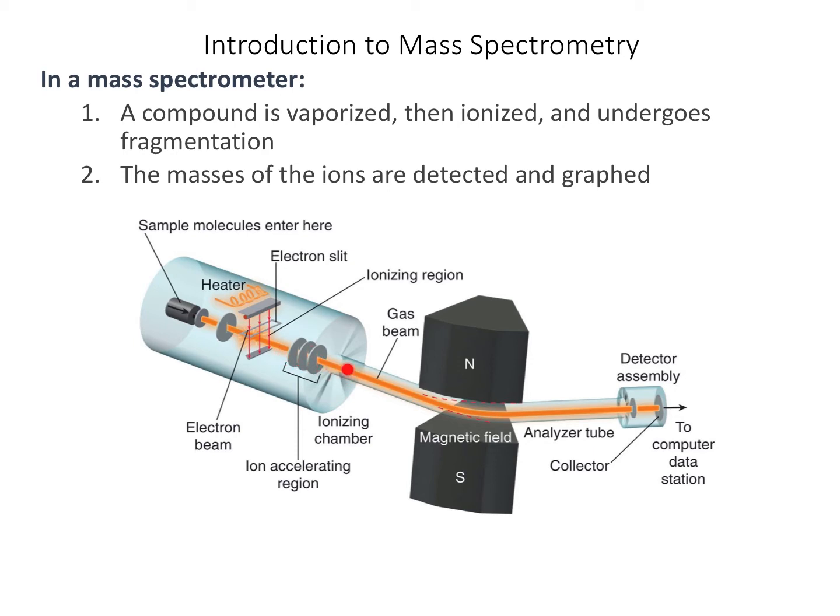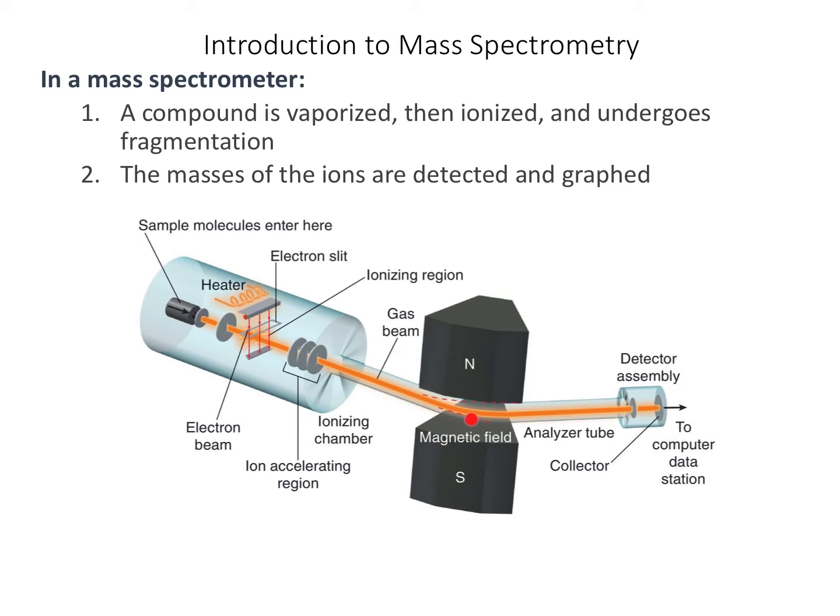And so then we use an electric field to accelerate those charged fragments, and then we pass them through a magnetic field. And so these charged particles are bent by a magnetic field, and that's a general property of a beam of ionized particles. They'll be bent by a magnetic field. The heavier they are, the less they'll be bent by the magnetic field, and the lighter they are, the more they'll be bent by the magnetic field.